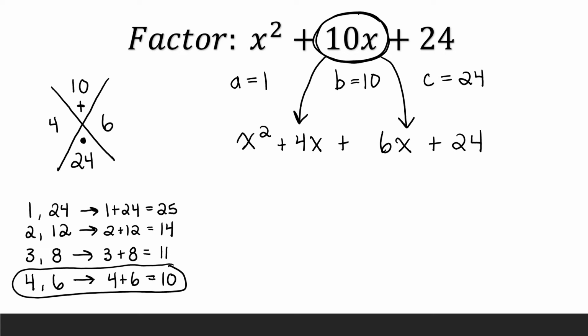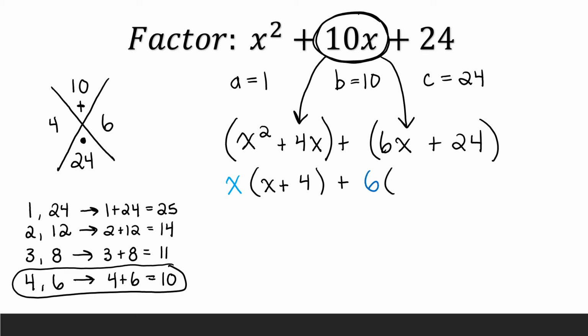So now we have 4 terms and we can factor by grouping, where our first group is that x squared plus 4x, and our second group is 6x plus 24. Now we'll factor the greatest common factor from each group. The greatest common factor between x squared and 4x is x, so I have x times x plus 4, plus the greatest common factor between 6x and 24 is 6 times, 6x divided by 6 is x, plus 24 divided by 6 is 4.